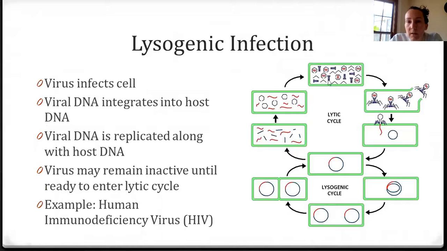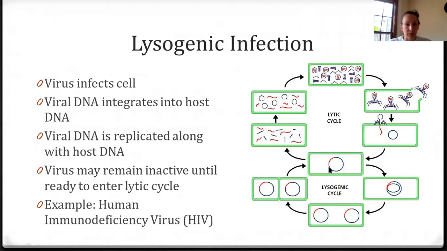So an example of a lytic infection is the influenza virus. Let me move this. A lysogenic infection is when you have a virus infecting a cell. The viral DNA integrates into the host DNA. Then the viral DNA is replicated along with the host DNA, and the virus may remain inactive until it's ready to enter the lytic cycle. So like the lysogenic cycle and then the lytic cycle.